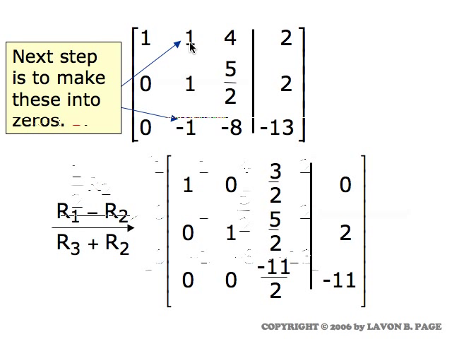We'll turn this 1 into a 0 by doing row 1 minus row 2. Row 1 minus row 2, 1 minus 0 becomes 1. 1 minus 1 becomes 0. 4 minus 5/2 is 8/2 minus 5/2, which is 3/2. 2 minus 2 is 0. So this is the new row 1 when we up here do row 1 minus row 2.